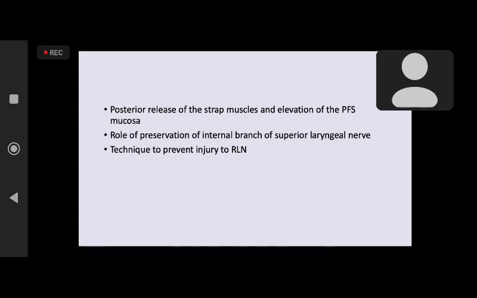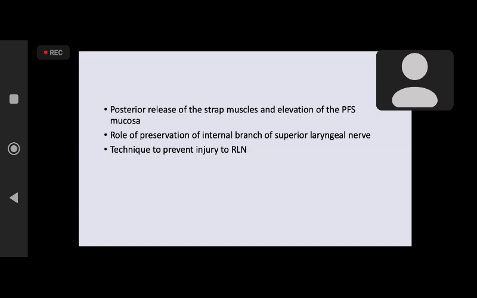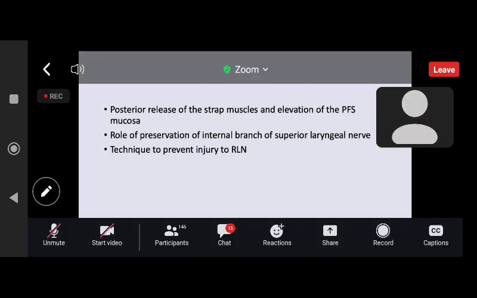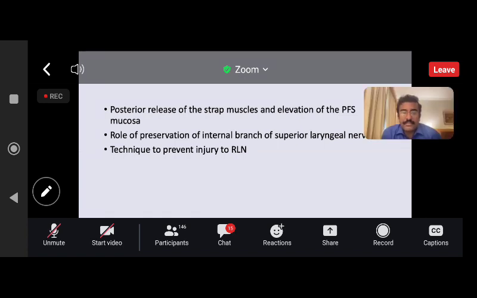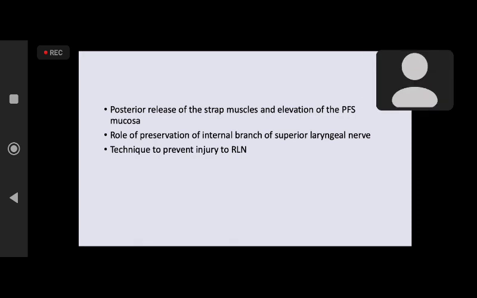Okay. And do we preserve the internal branch of the superior laryngeal nerve? Because we have been taught that the internal branch of the superior laryngeal nerve supplies the mucosa above the vocal cord, so it may help in the swallowing process. So should preservation of the internal branch be done in this surgery? Whenever, particularly in endolarynx, preservation of the internal branch of the superior laryngeal nerve is critical. It decreases the aspiration, and post-operative complications are much lesser. Right, it definitely decreases the chance of aspiration.